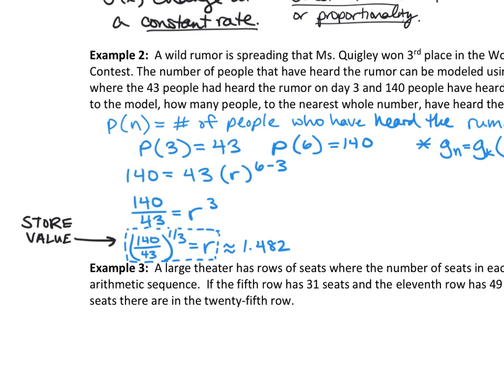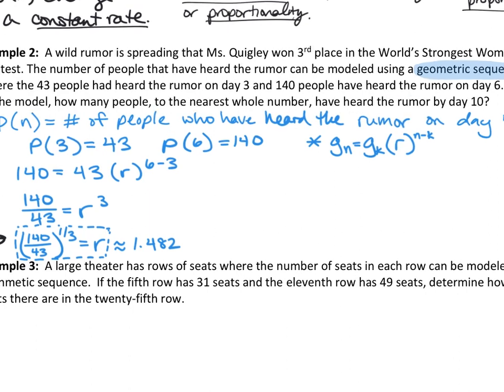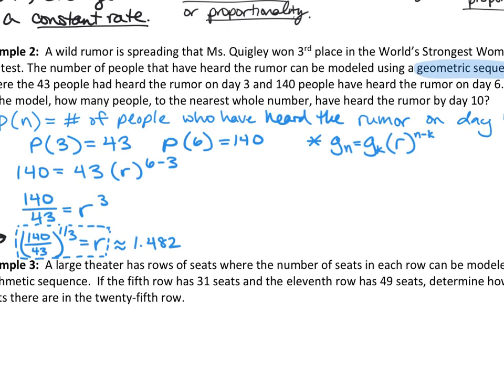Now again, if you get a cute little number for R, like 2.5, that's not rounded. You can use 2.5. But if you get a decimal that goes off your screen, you got to store the value to use it later. And the reason we need that is because when we go to write our actual equation here for P of N, we would say that P of N is equal to 43 times 140 divided by 43 raised to the 1/3 power. That's what we stored in our calculator, to the n minus 3 power.